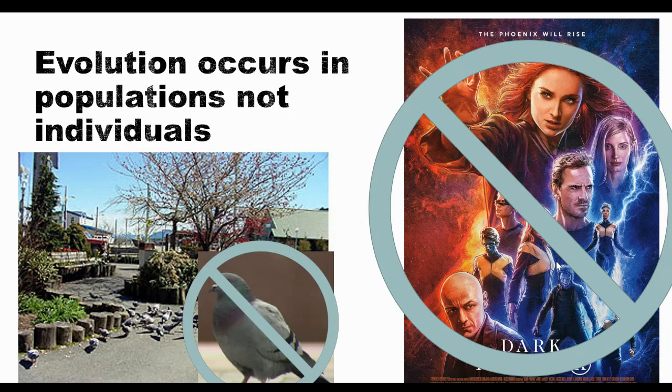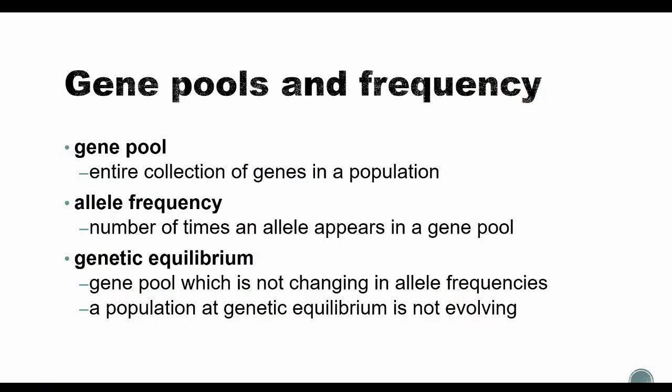All right, so first, evolution occurs in populations, not individuals. So not X-Men, sorry, not this one pigeon here. That pigeon is not evolving. The population, though, can evolve. So populations, not individuals. All right, so just a couple definitions.